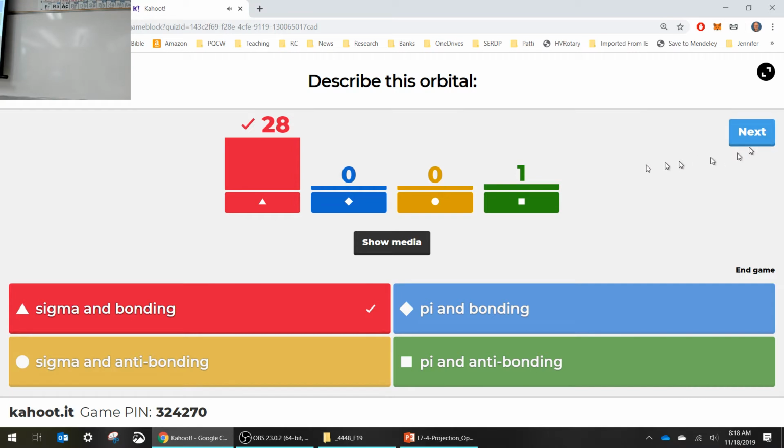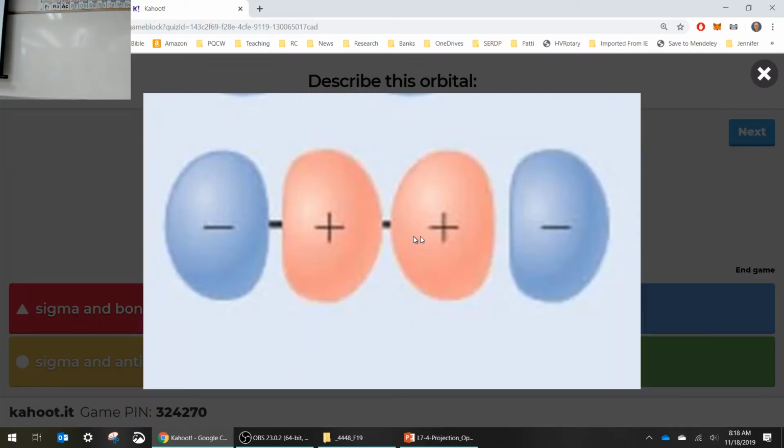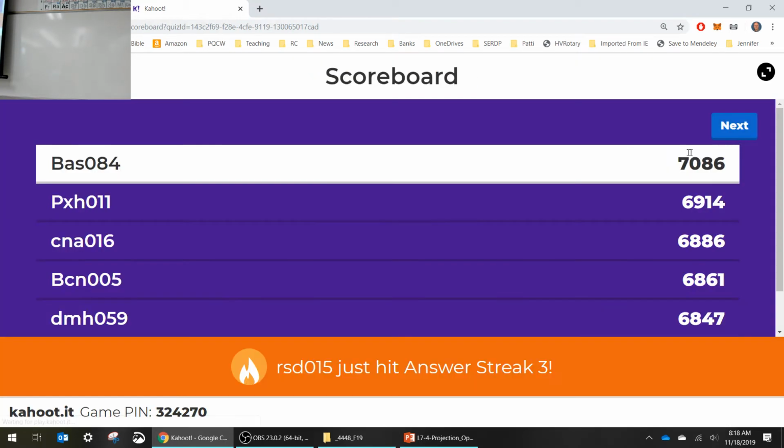But, again, for the one who missed it, this is a sigma interaction because, again, rotational symmetry, same color all around, and it's bonding because these are the same sign in the middle. Same sign, same shape.